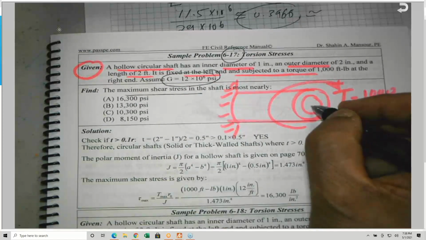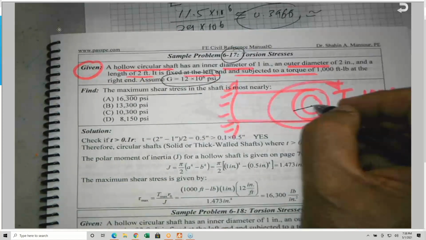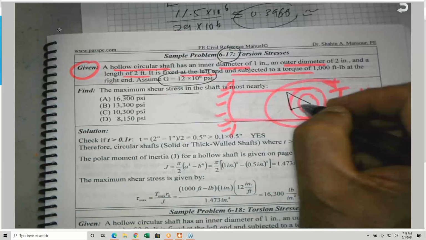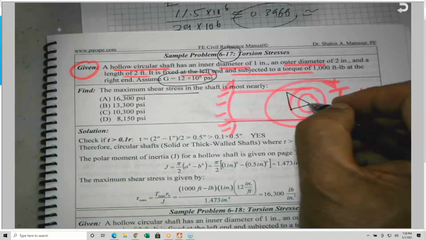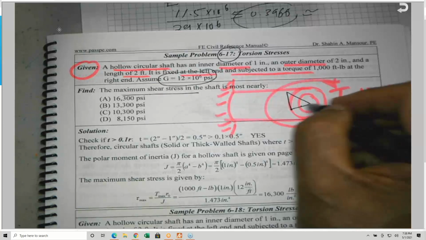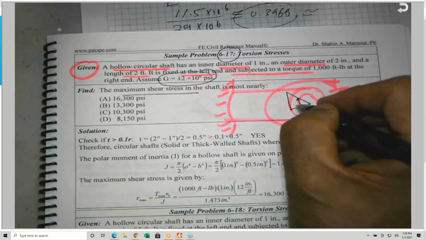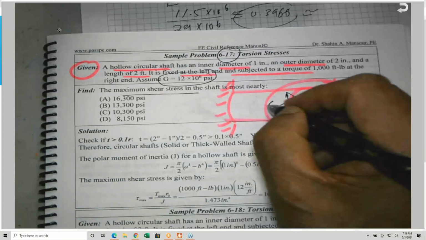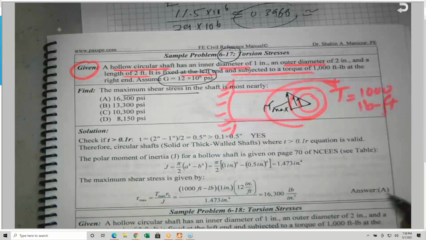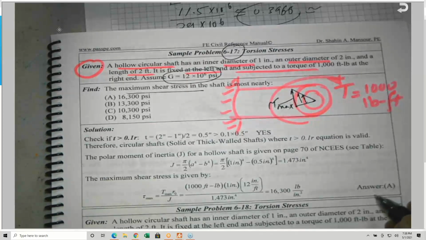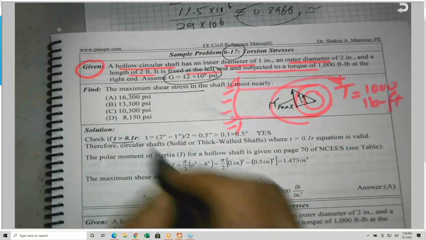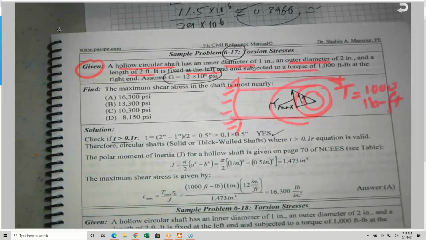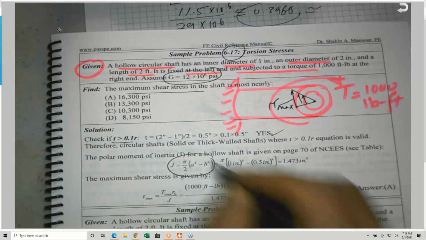Tau max happens at the outer fibers, as we talked about, since the shear stress increases linearly. Since this is hollow, the shear stress is 0 up to here, but starts to build up until we get tau max. So tau max happens at the outer fibers. I need to check if this is thin or thick. So this is J, the polar moment of inertia.